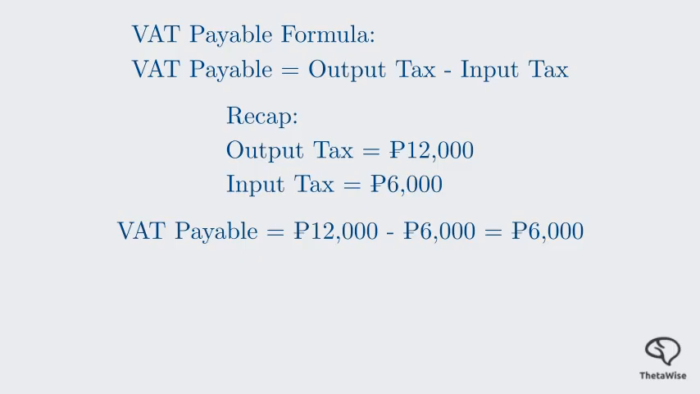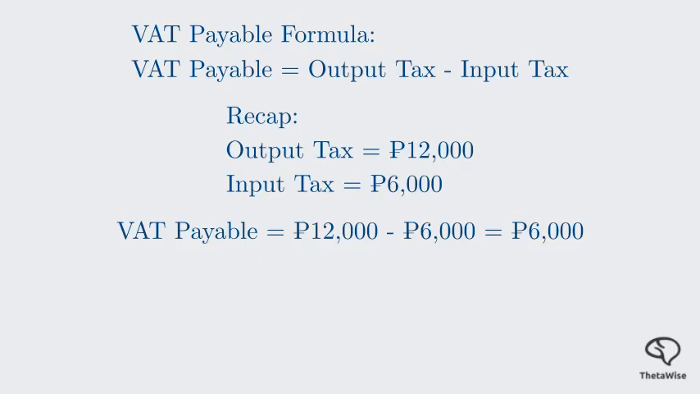This 6,000 pesos represents the 12% tax on the value added by the business. The business added 50,000 pesos in value, 100,000 in sales minus 50,000 in purchases, and 12% of 50,000 is exactly 6,000 pesos.